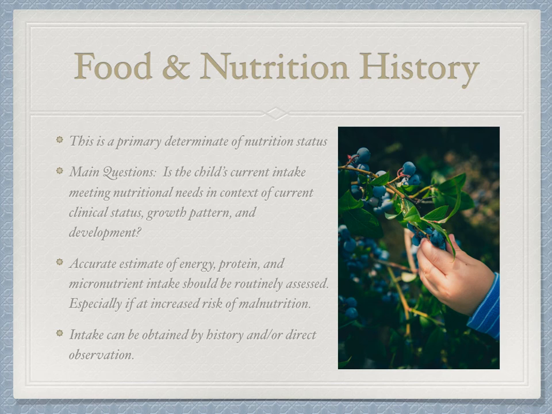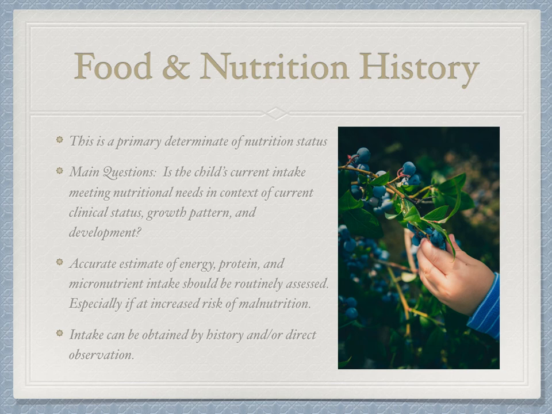Next is food and nutrition history. This is a primary determinant of nutritional status in a child. The main question is, is the child's current intake meeting nutritional needs in the context of current clinical status, growth pattern, and development? Another thing to remember is that an accurate estimate of energy, protein, and micronutrient intake should be routinely assessed. As in, take a look at the whole picture again.